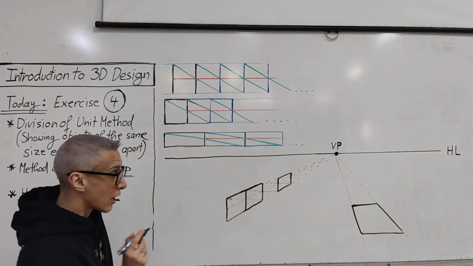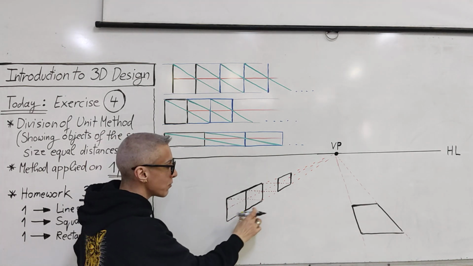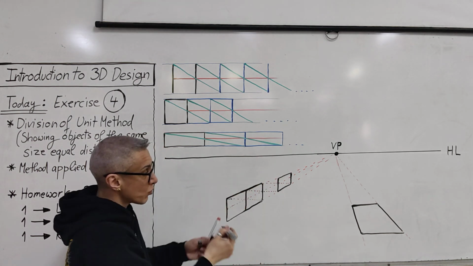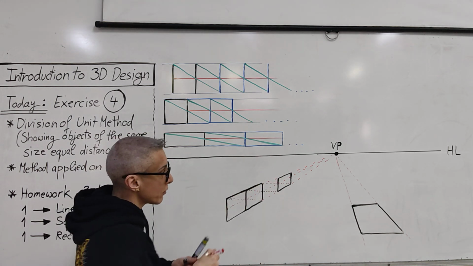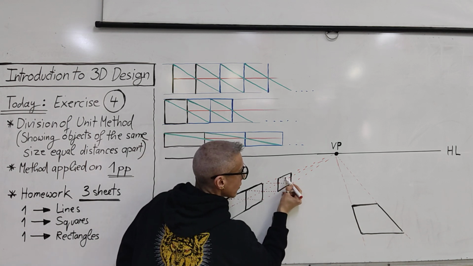I will just draw this one. But I know that this space is correct according to what I started. It's the same square size going in perspective. But I can choose which ones I want, which ones I don't want. If I want more, very easy. There is this point and this point again.